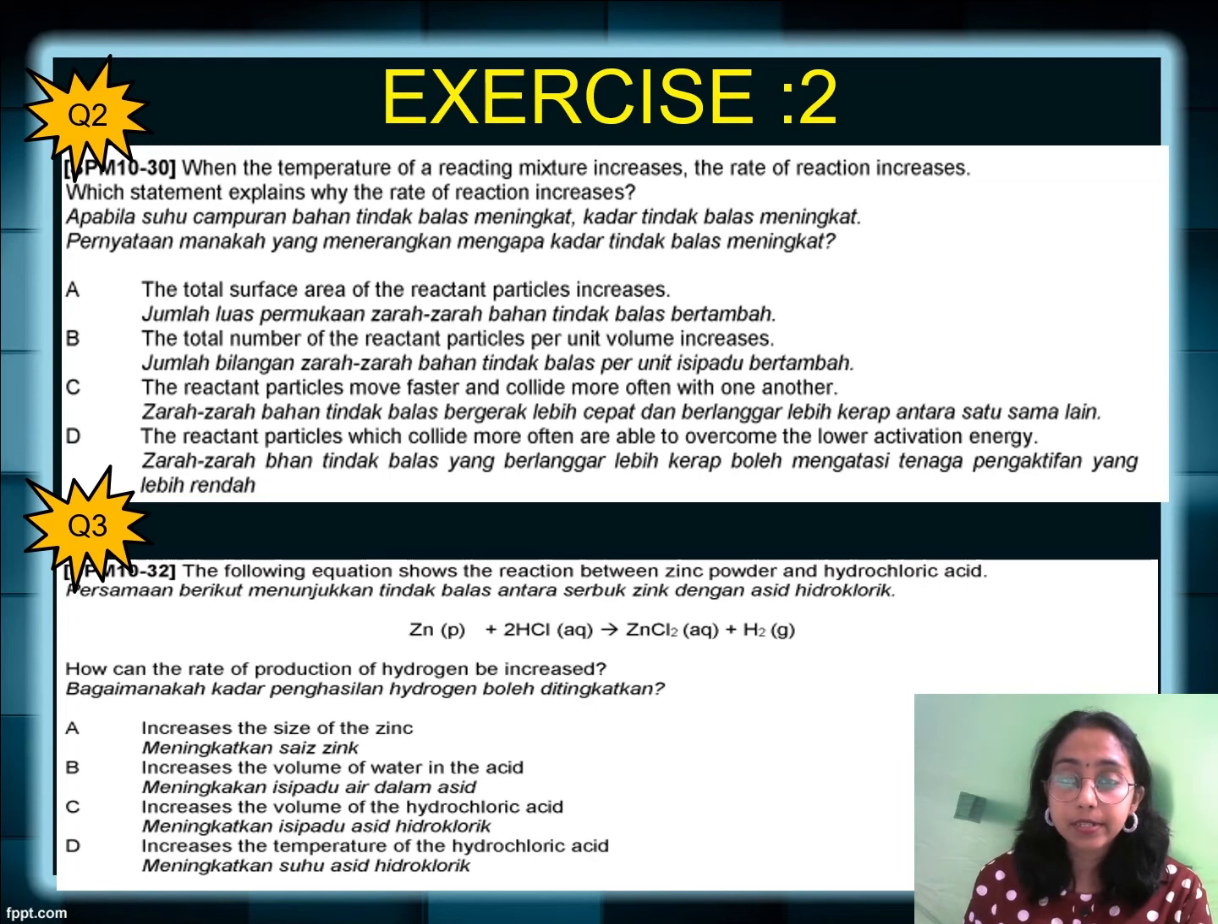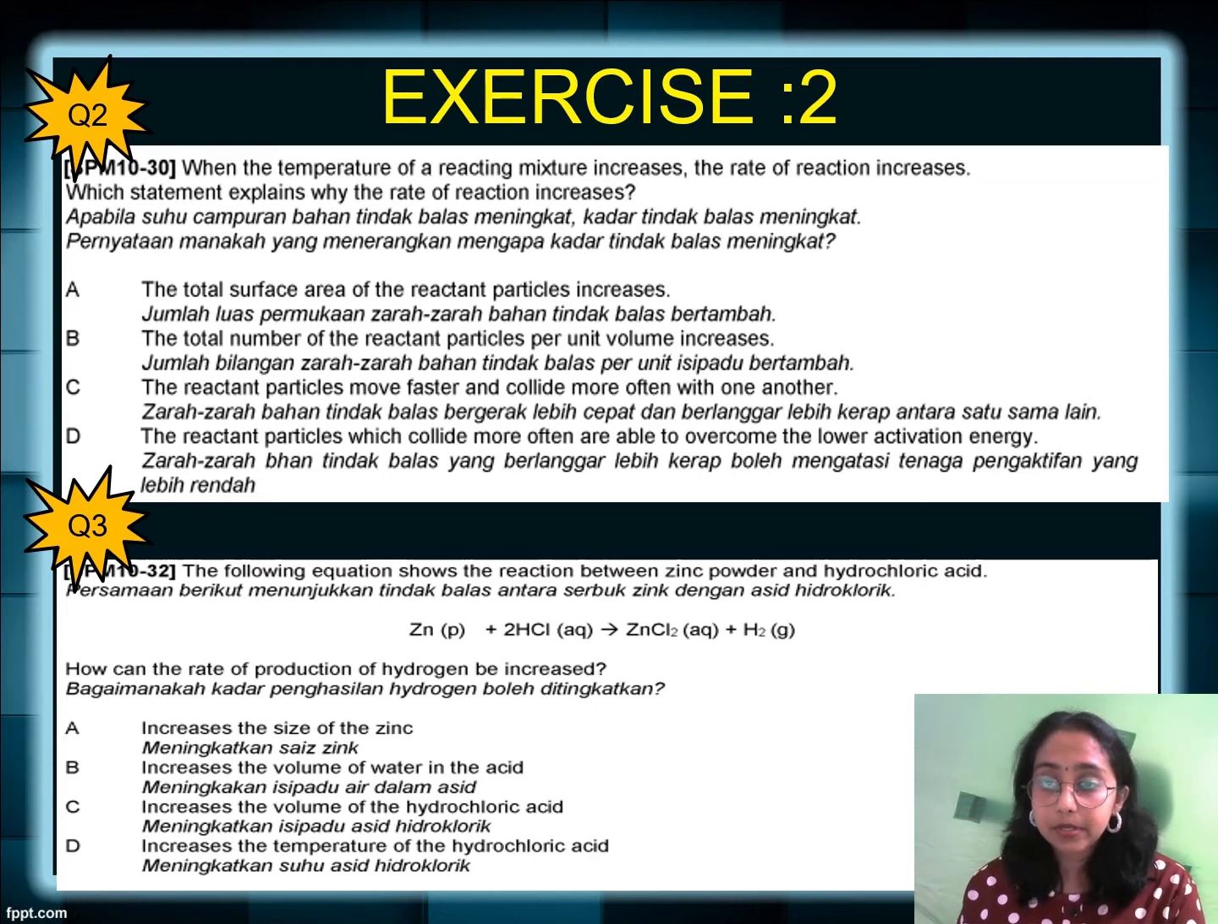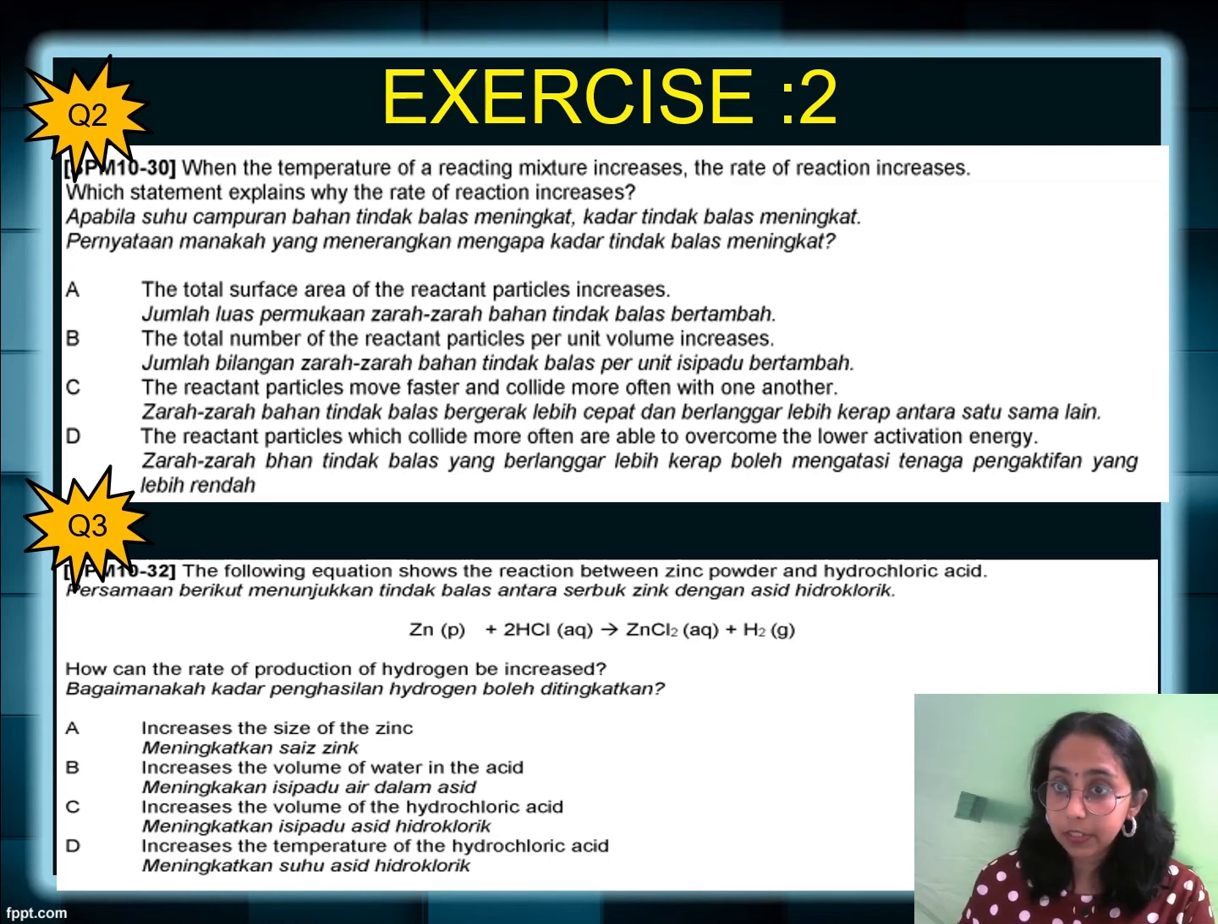Okay, so now as you can see here, which statement describes the best? Okay, A will be rejected because total surface area has nothing to do with temperature, it's about size. Total number of reacting particles per unit volume, that's about the factor of concentration. Now, let's look at C. The reactant particles move faster and collide more often with one another. Whereas for D, the reacting particles which collide more often are able to overcome the lower activation energy. So which one best explains the factor of temperature affecting the rate of reaction? So the best explanation will be D.